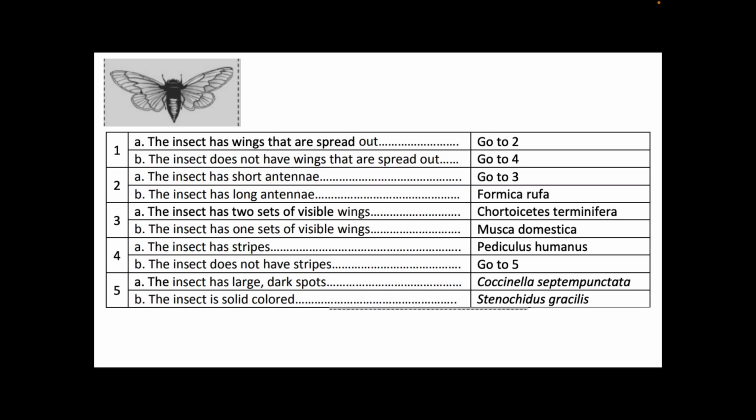Number 3A says the insect has 2 sets of visible wings. 3B says the insect has 1 set of visible wings. Hopefully you can also see that this insect has a large wing on the top on each side and a small wing on the bottom, so it definitely has 2 sets of visible wings. When we follow that line all the way to the end, we no longer have instructions. We are given a scientific name for that organism.